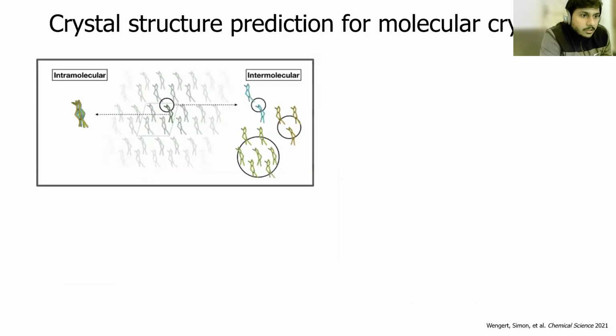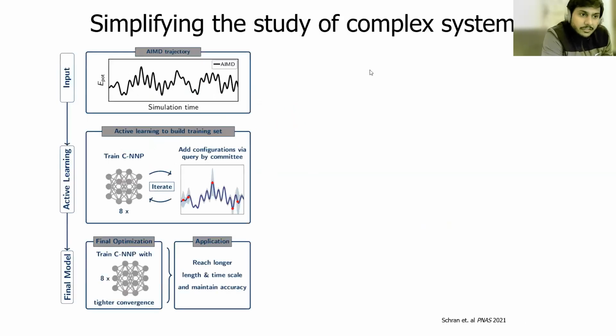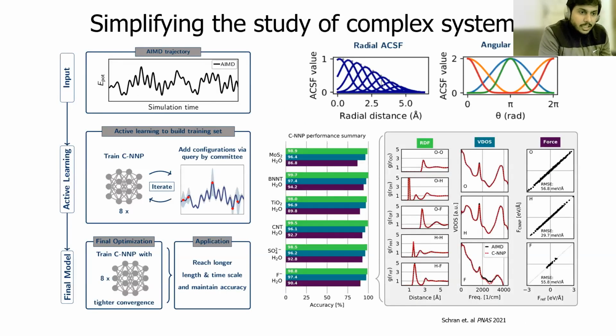So if your atom moves from here to here, it would still feel a difference in the signal, right? So you don't need a very fine set of symmetry functions. It will be able to detect these differences in the local structure and map them to the energy.